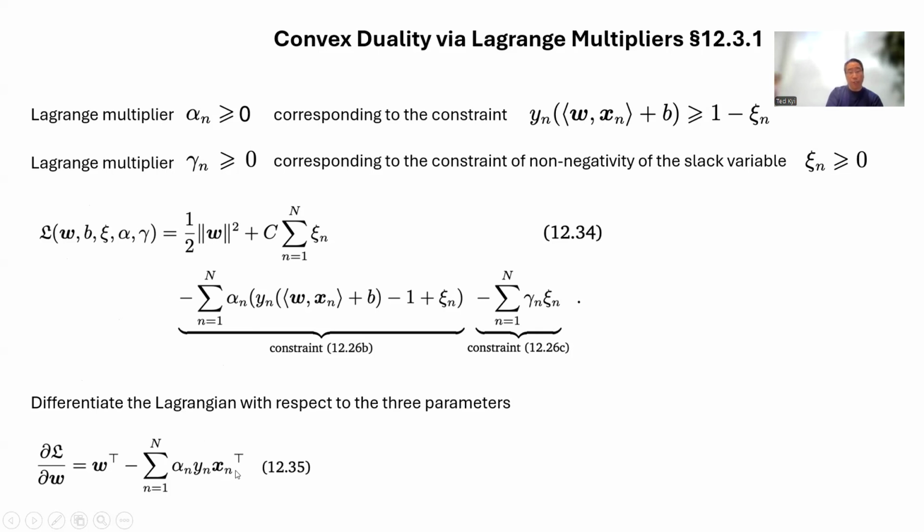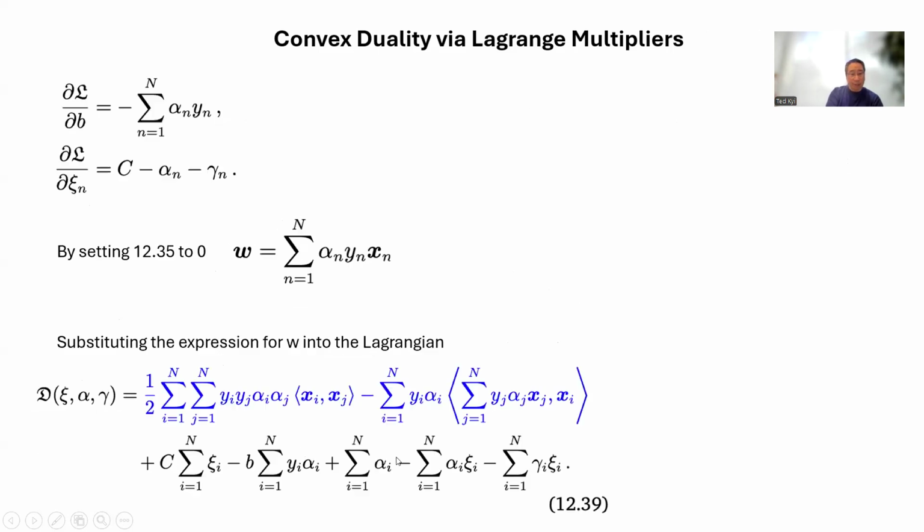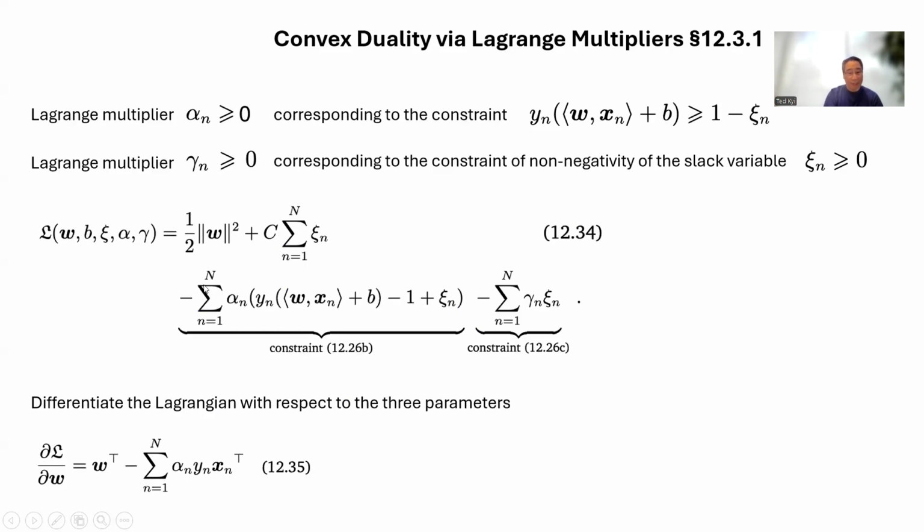And this expression will equal 0 when W equals this thing on the right. So let me go to the next slide. You can see by setting that equation to 0, W equals this summation on the right. So what we're going to do is take equation 1234, and every place where there's a W in it, we're going to replace it with this summation. And then we're going to expand and simplify.